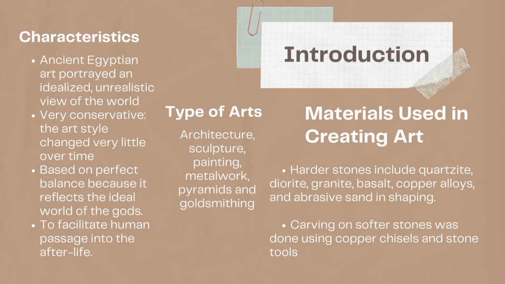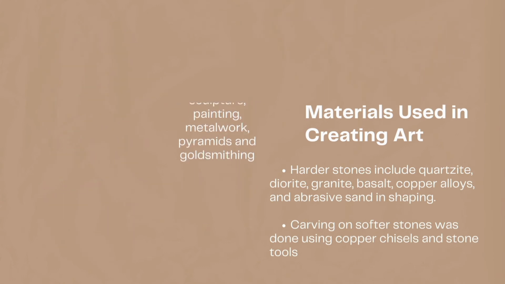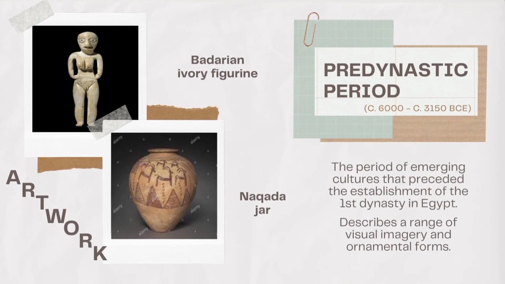The materials that they used were mostly harder stone, including quartzite, diorite, granite, basalt, and many more. And when they are done using copper chisels and stone tools, they use carving on softer stones. The Predynastic period in ancient Egypt is the time before recorded history, from the Paleolithic down to the Neolithic age, and on to the rise of the first dynasty.